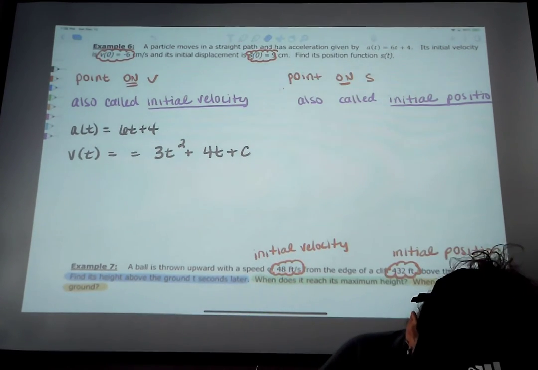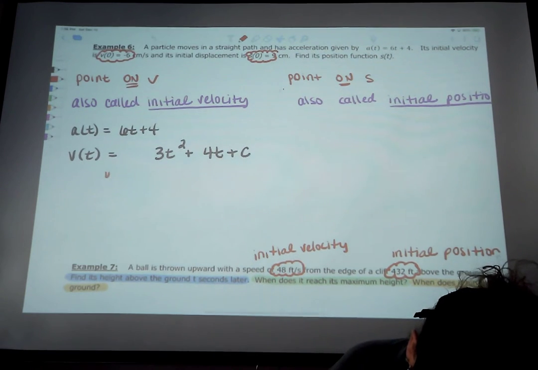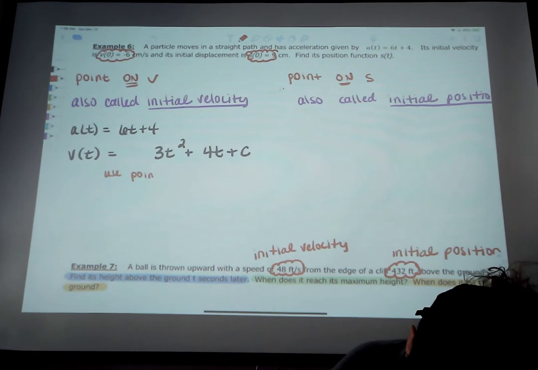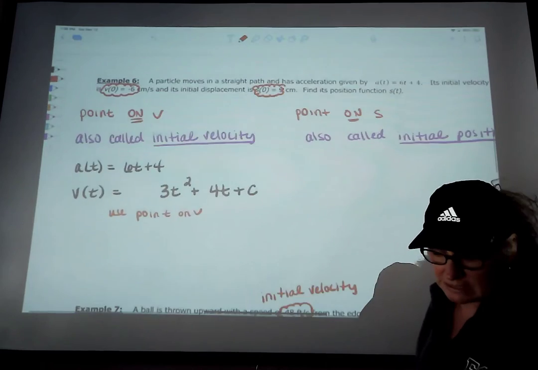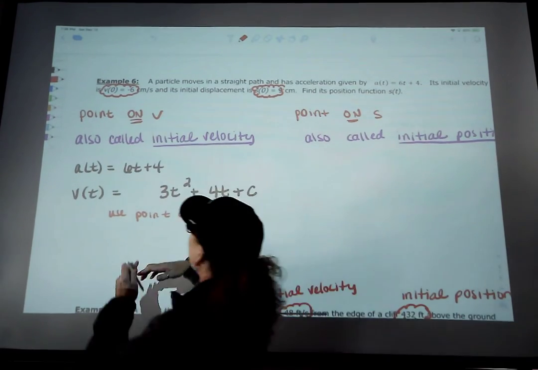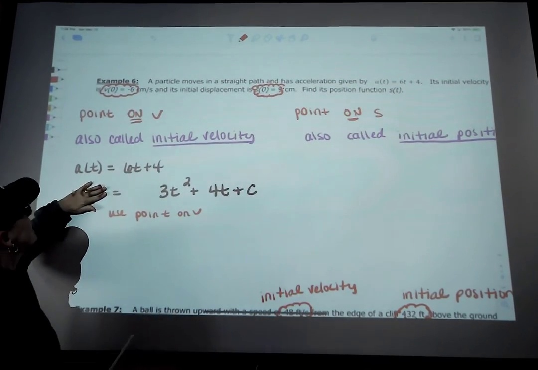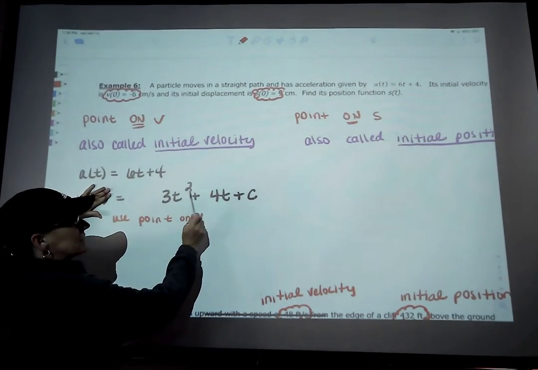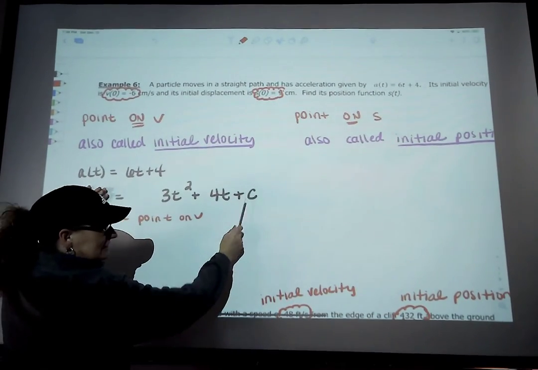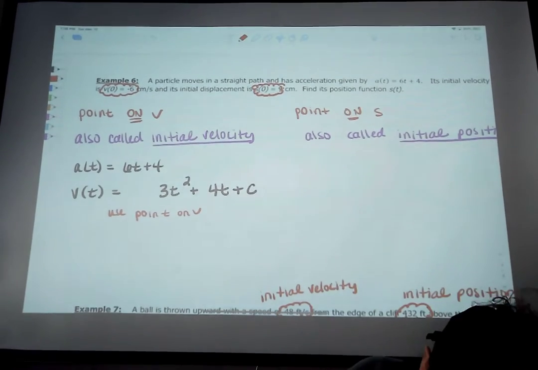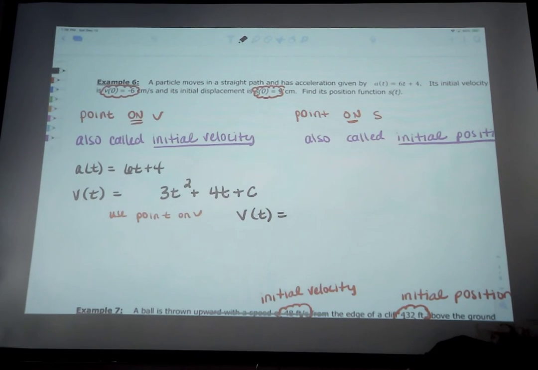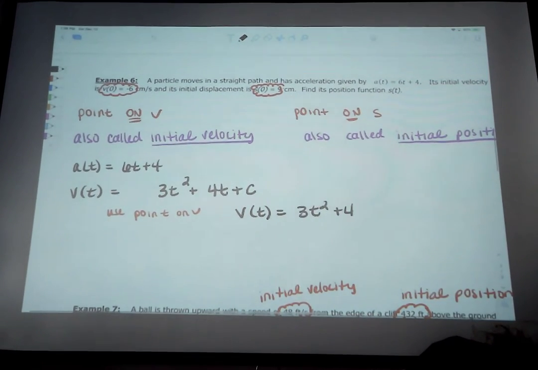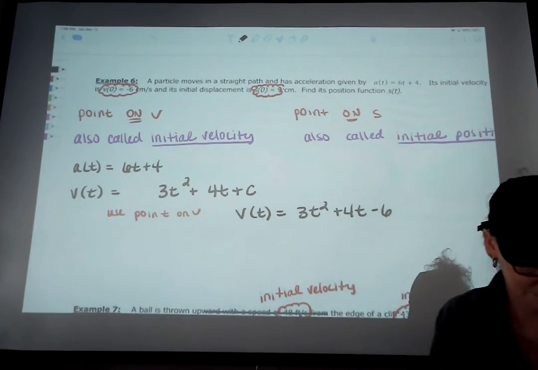Why do I have two equal signs? We're going to use a point on v. You know that when you put a 0 in for t, the t terms become 0, so c is -6. So v is equal to 3t squared plus 4t minus 6.